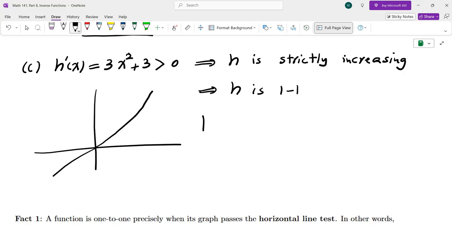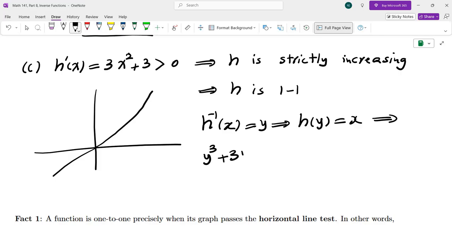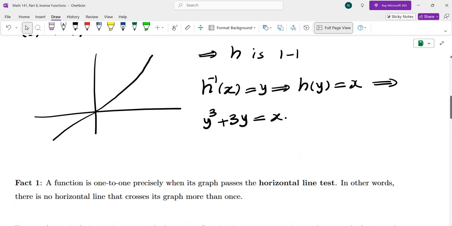So how do we find the inverse of this function? Let's say h inverse of x is equal to y. So that tells us that h of y equals x. H of y is y cubed plus 3y equals x. So we need to solve this cubic for y, but solving cubics isn't really easy. So what that means is we can't really find a formula for the inverse of this function.